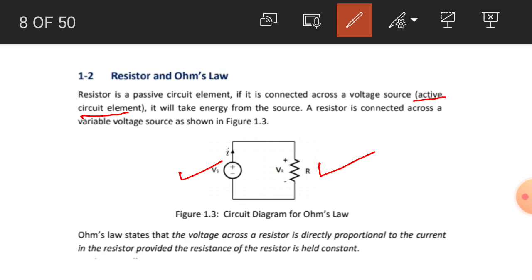So as there is a time varying voltage across the resistor, there will be a time varying current in this particular circuit, and this time varying current is represented by small i. All the time varying electrical quantities in this course will be represented by small letters.